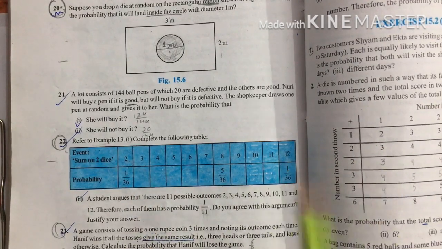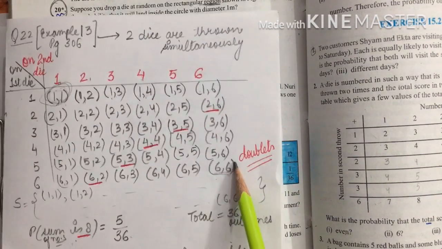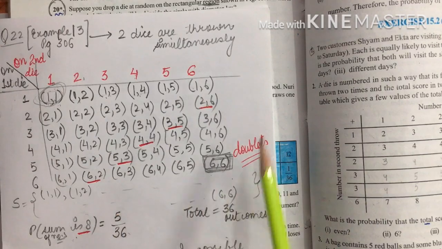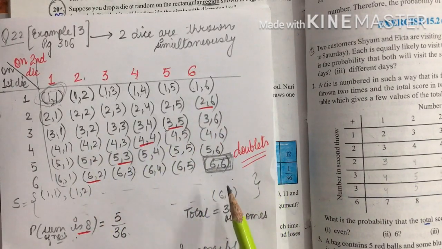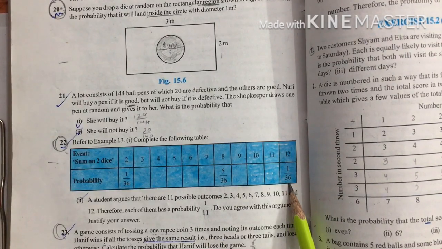And the sum 12. Now to obtain the sum 12, I need 6 on both dice. And there is only one outcome. So there is only one outcome out of 36 outcomes, which gives me a total of 12. That's why the probability is 1 by 36.